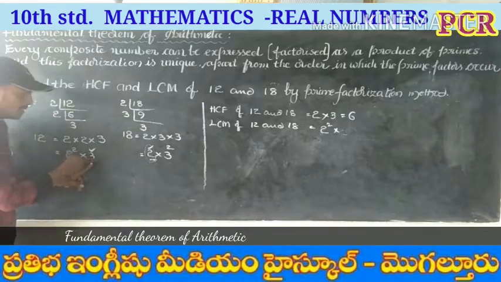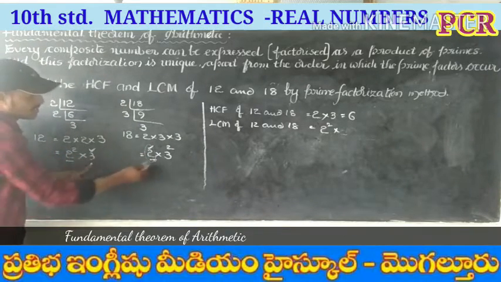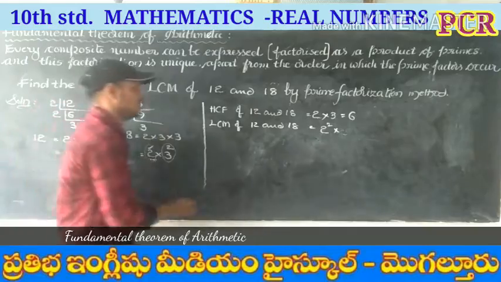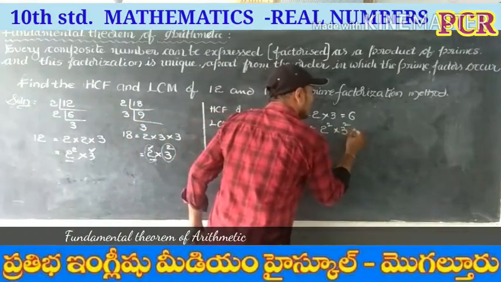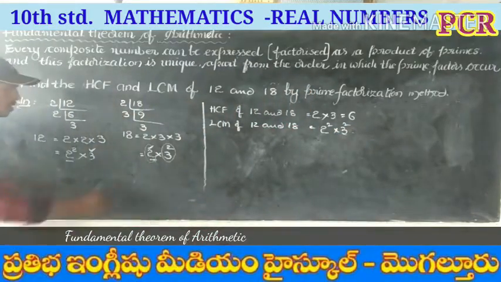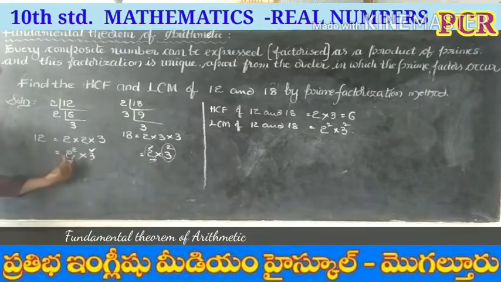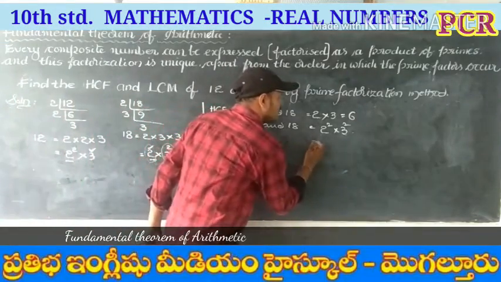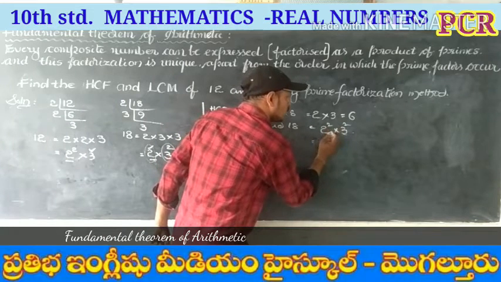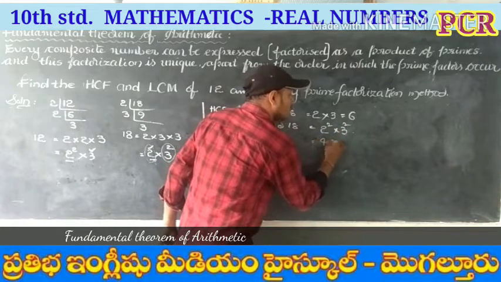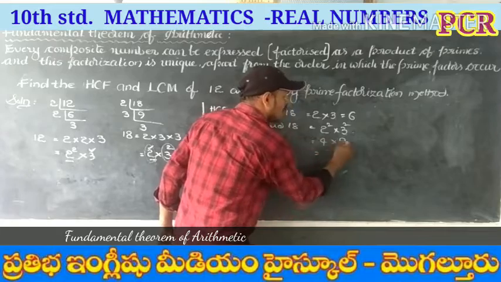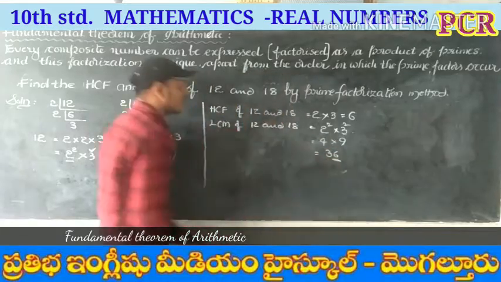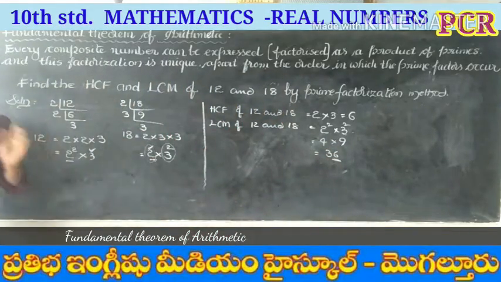And 3, which is the highest power? This is the highest power, 3 square. So there are no other factors. So we can write each factor with its highest power. 2 square is 4, 3 square is 9, 4 nines are 36.